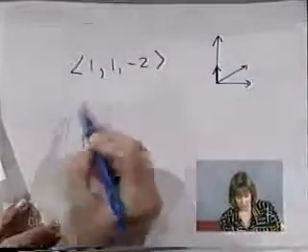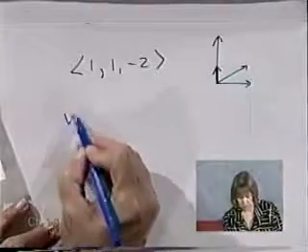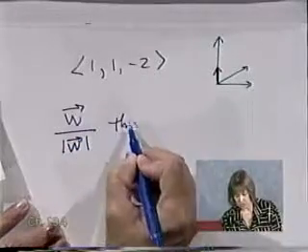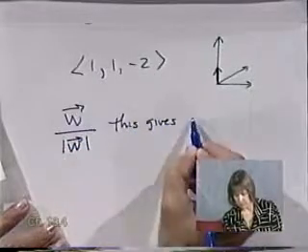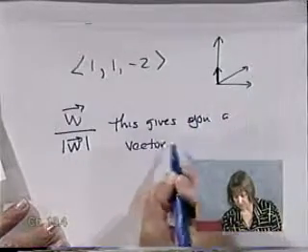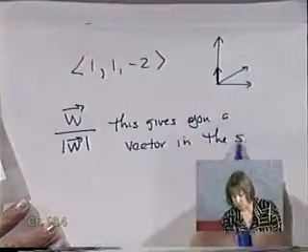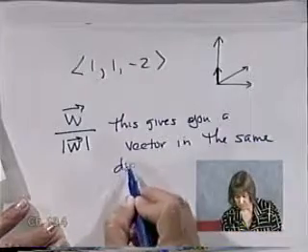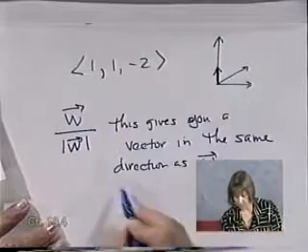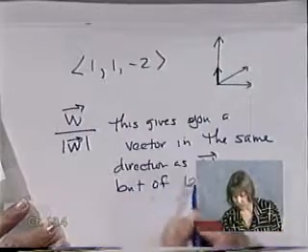length. Remember, if you have a vector, let's say we'll call it vector W. If you take vector W and you divide it by its length, this gives you a vector in the same direction as W, but what? How long is it? But of length 1.